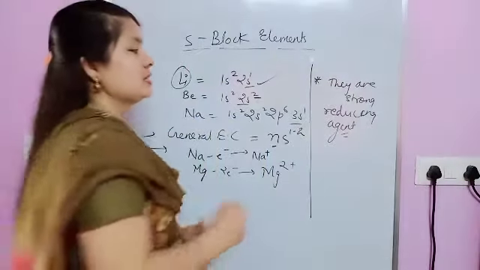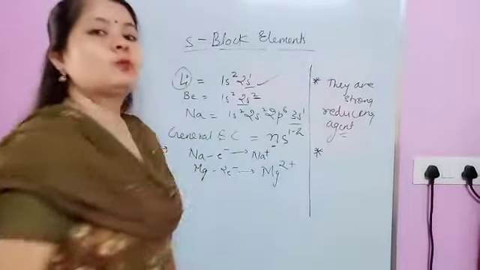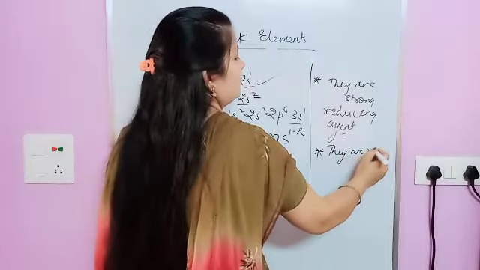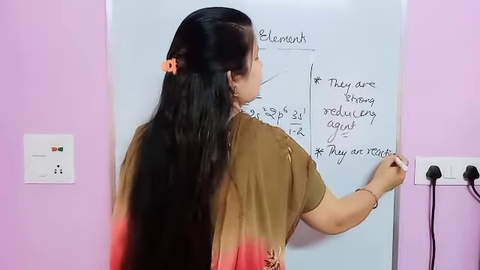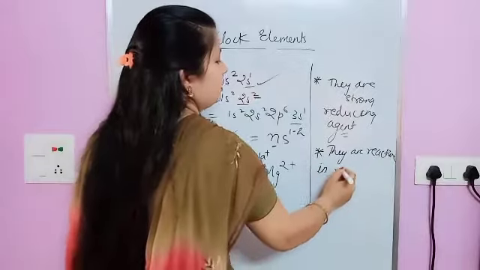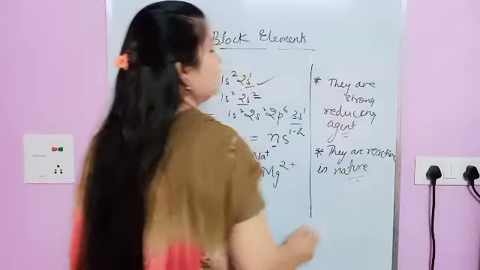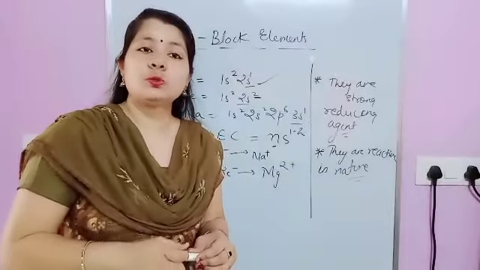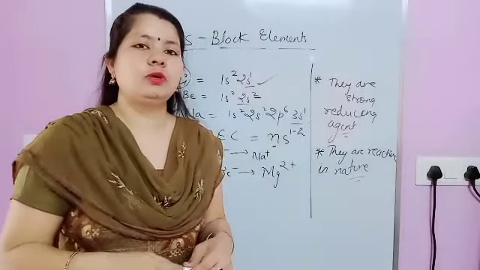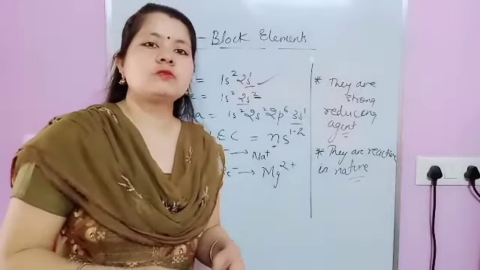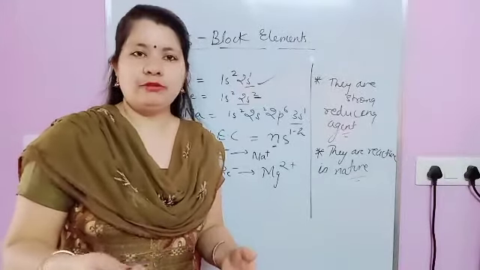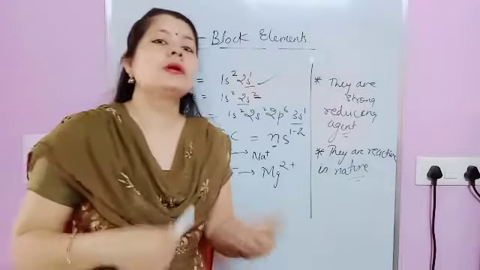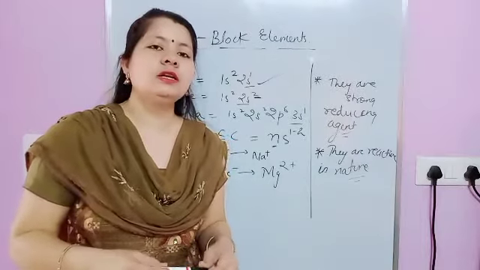Now next thing is that group 1 and group 2 elements, they are reactive, or you can say highly reactive in nature. That is the reason that group 1 and group 2 elements will not be found in free state. They always occur in combined form. हमने पढ़ा था those who are less reactive they occur in free state, but those who are reactive elements always occur in combined form.